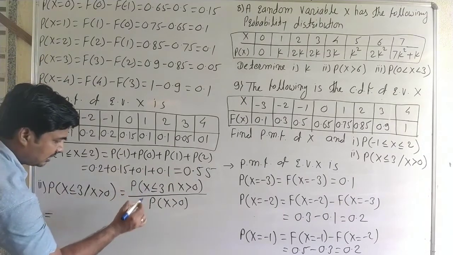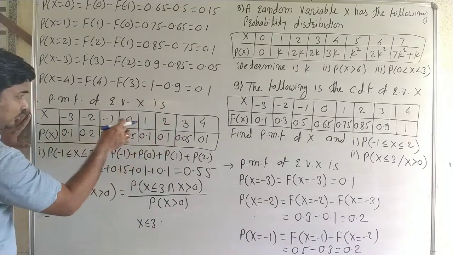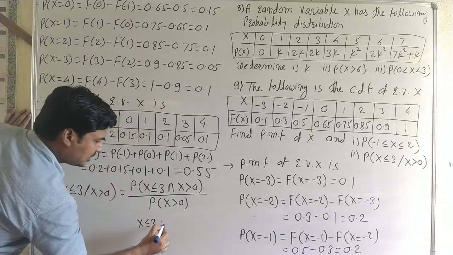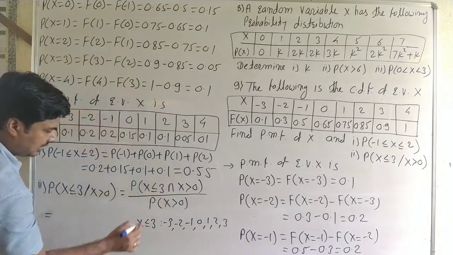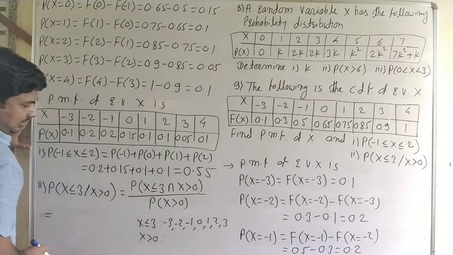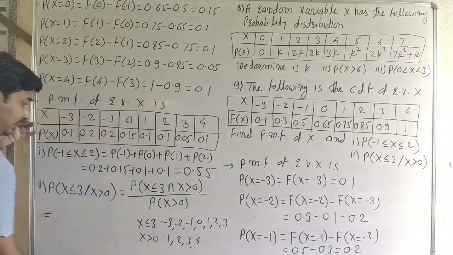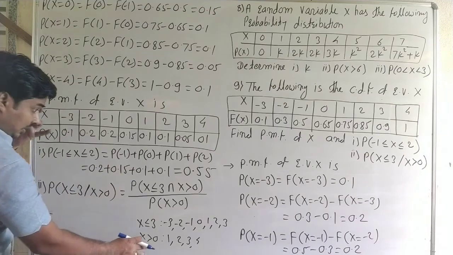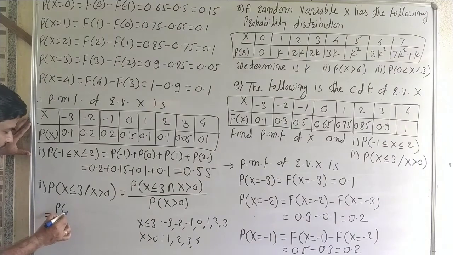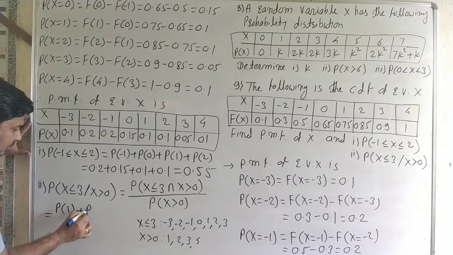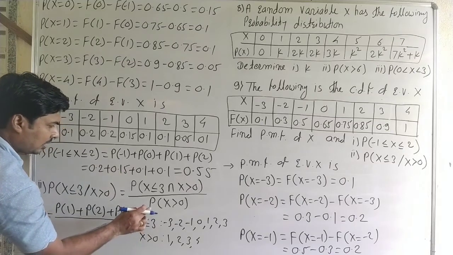It is the probability of x less than or equal to 3 intersection x greater than 0. First, x less than or equal to 3 means the values of x are -3, -2, -1, 0, 1, 2 and 3. And the second, x greater than 0 means 1, 2, 3 and 4. Now we want to write the common numbers, that is the intersection. Here 1, 2 and 3 are common, we write in the numerator. Therefore it is probability of x equal to 1 plus probability of x equal to 2 plus probability of x equal to 3, and in the denominator probability of x greater than 0.